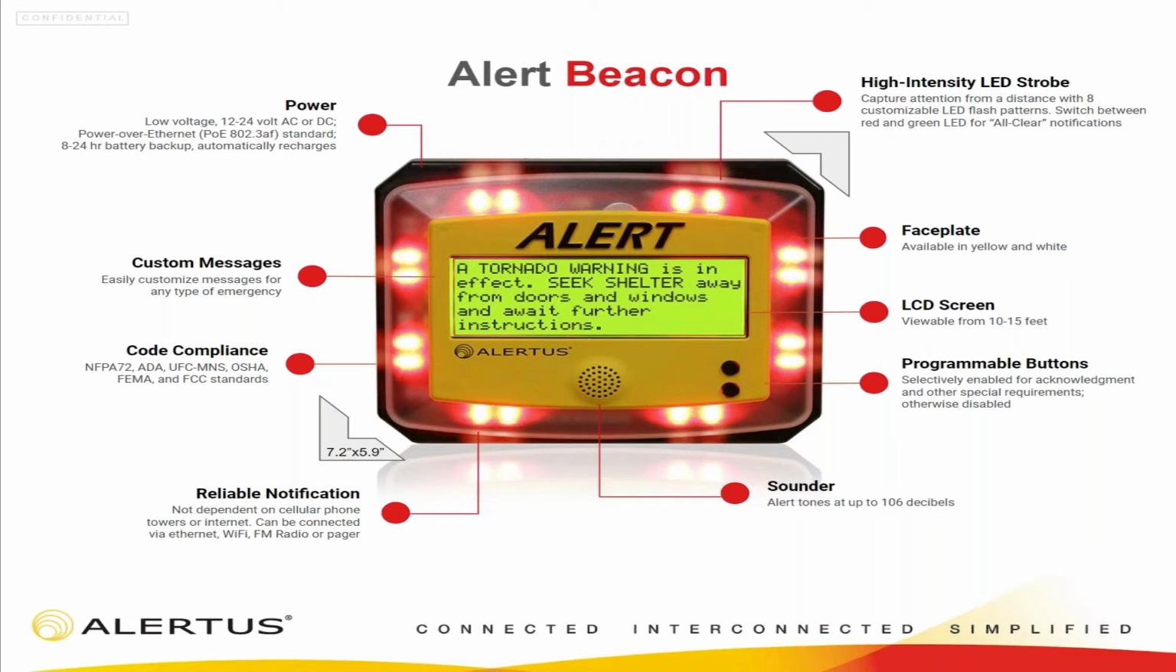These alert beacons are wall mounted and run power over Ethernet. So as long as we have the ability to get network coverage to a certain area and we can run that power, we can leverage the alert beacon in those hard to reach areas and capture people's attention with these flashing lights, with the text on the screen, and with that speaker that's built into the alert beacon itself.